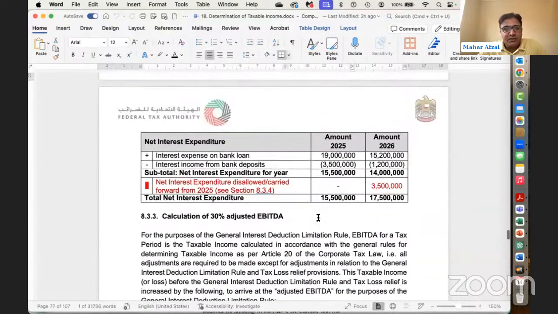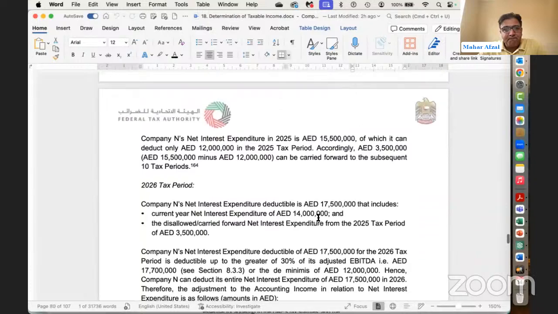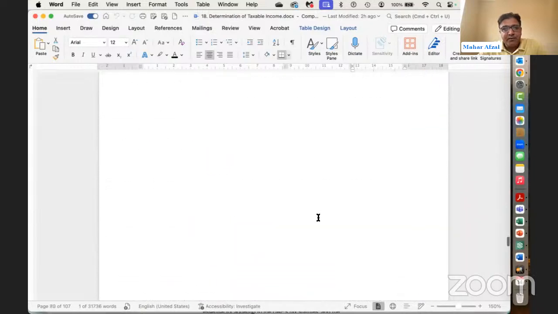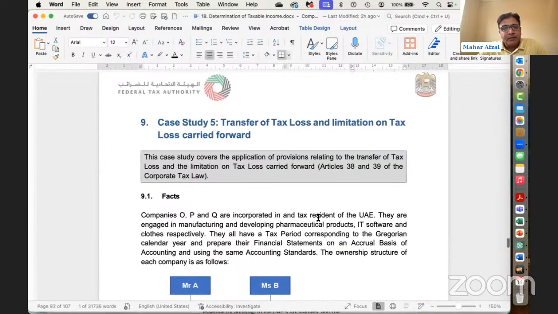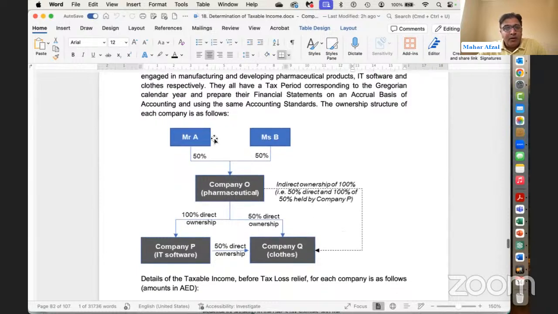You can go through this description. Explanatory notes, you can go through this. Transfer of tax losses, limitation on tax carry forward losses. Now A and B, they own company O. Company O is 100% owner of company P, and 50% holder of company Q. Indirectly, O owns Q as well because O owns P 100%, P owns 50% of Q.